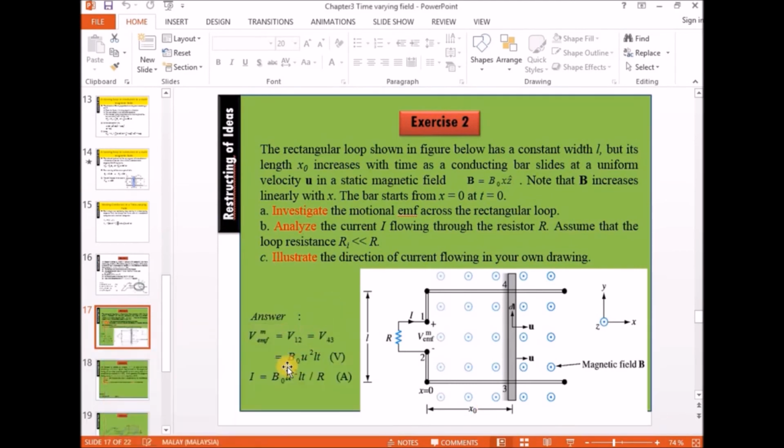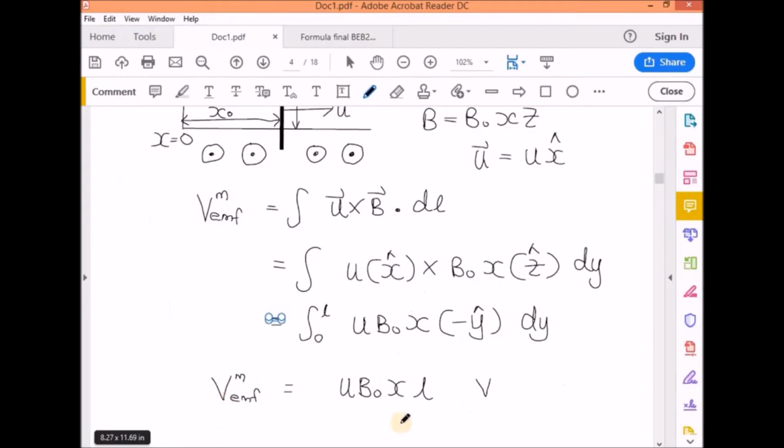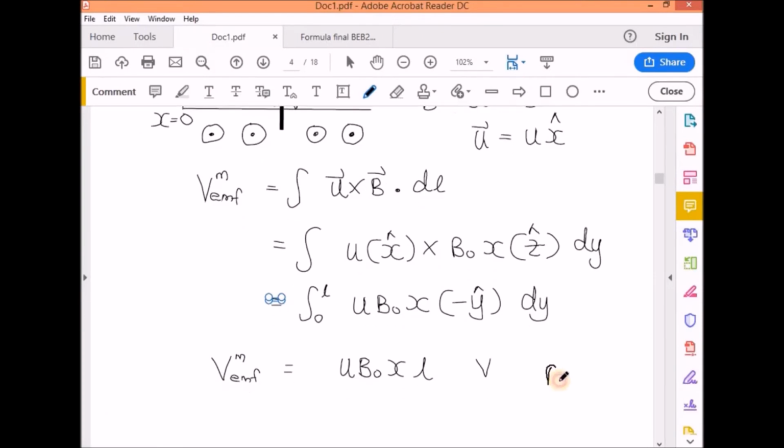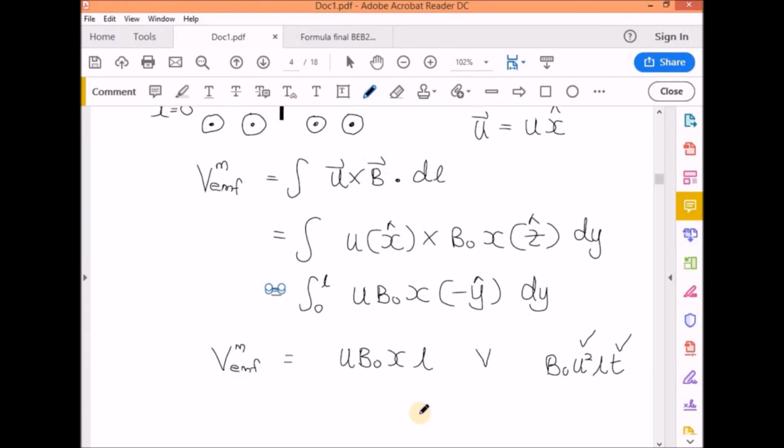The answer is this one, right? B naught U square L T. Where is the T from? And why does the U become square? Why does the X disappear? Any idea why?